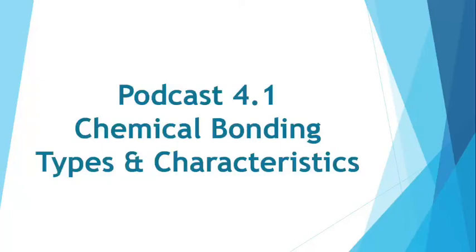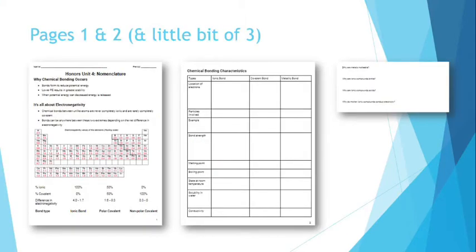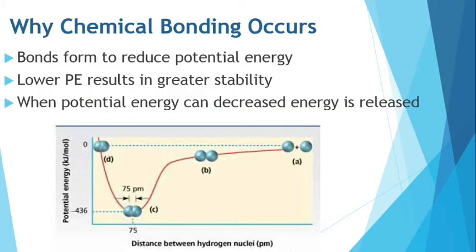So here we're going to lay the foundation for Unit 4, where we're talking about the different types of chemical bonds, and we're going to get into naming the different types of compounds. But here, I just want to make sure that you're aware of what types of bonds we've got and how we can start telling them apart. And this is going to cover pages 1 and 2 and just those few questions right there at the top of page 3. So, already written for you, why chemical bonds occur.